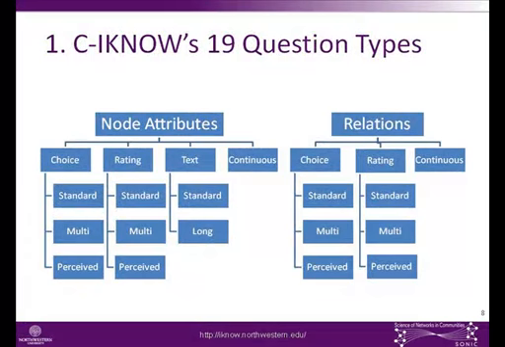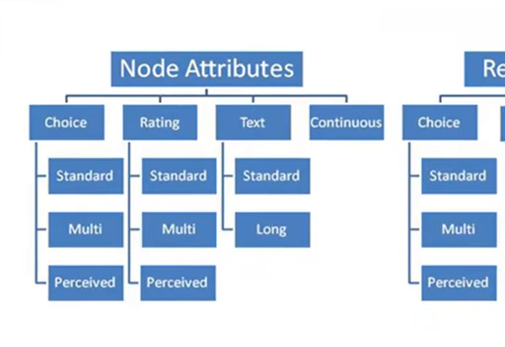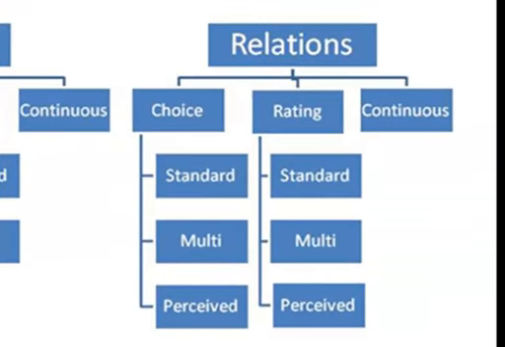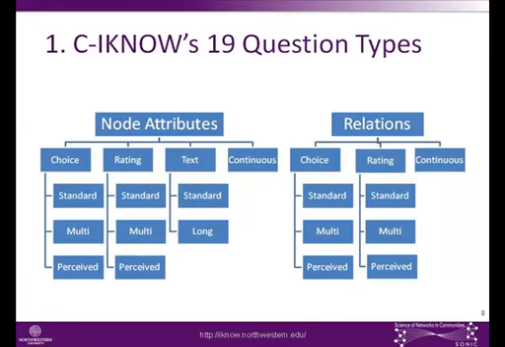There are 19 question types available to create for your survey on C-IKNOW. As seen by this diagram, they are separated by two categories: node attribute questions, which have the ability to ask users to answer questions about themselves, and relational questions, which ask about the user's relationships with others. In this video, we will be talking about the choice, rating, and user attribute questions.